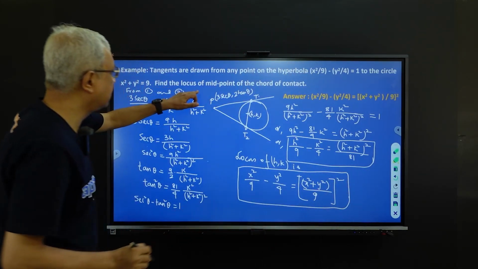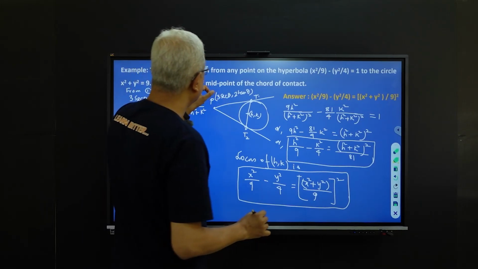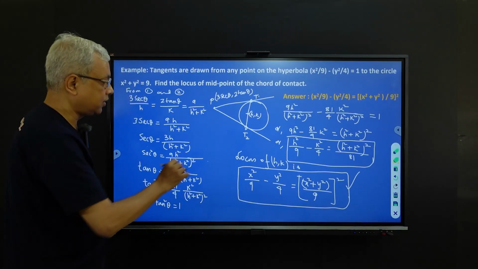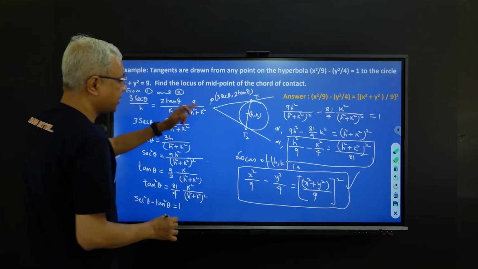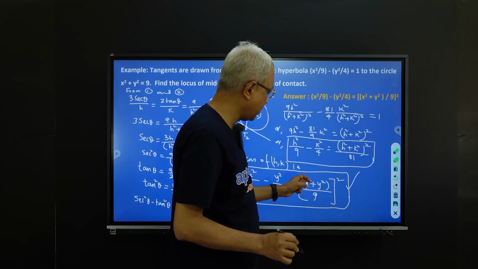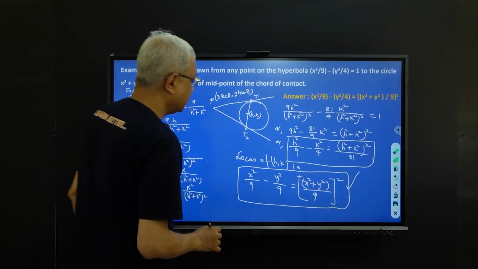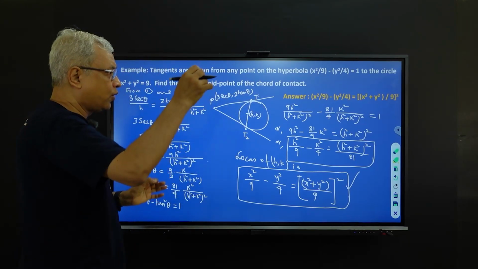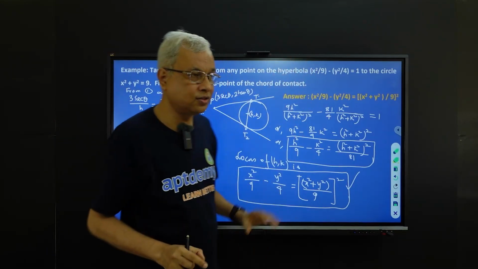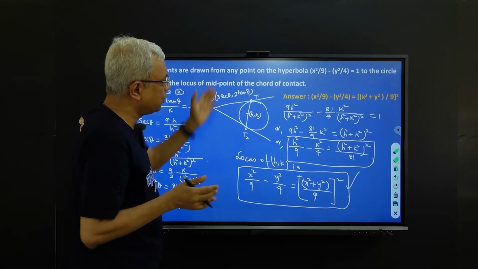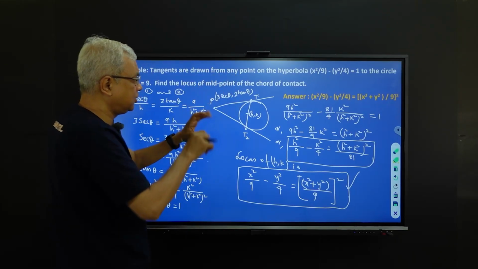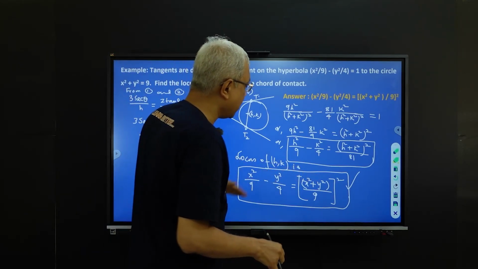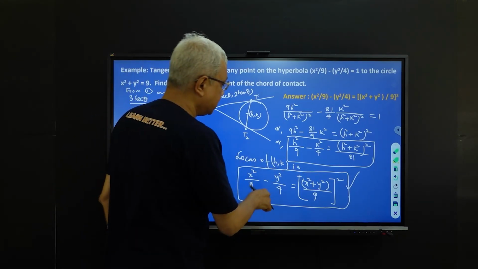So you are asked to find the locus of the midpoint, not the chord of contact. This is the desired equation of the locus of (h, k). So (h, k) is the midpoint of the chord of contact, and from different points on the hyperbola we could draw different pairs of tangents on the circle, and we could get different chords of contact and midpoints of all such chords. Their locus will look like this, because it is nothing but the locus of (h, k).